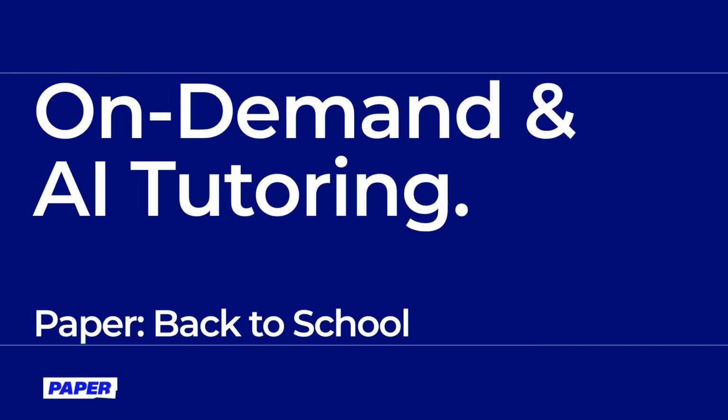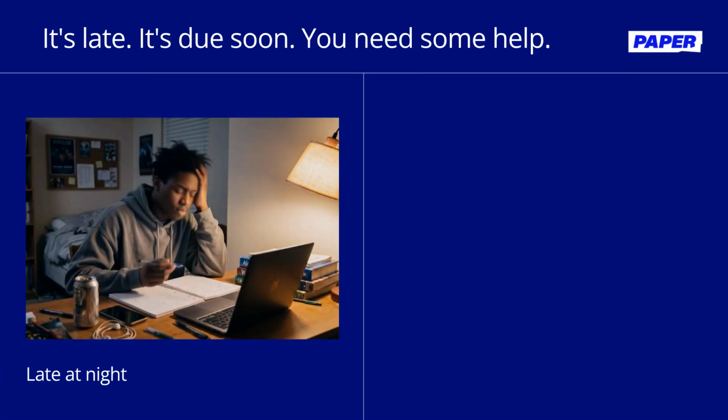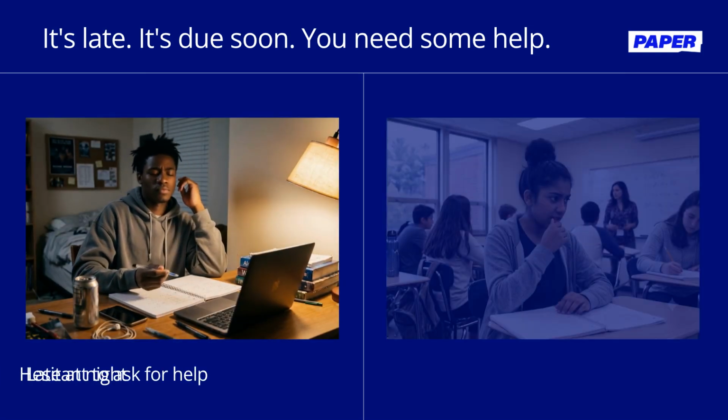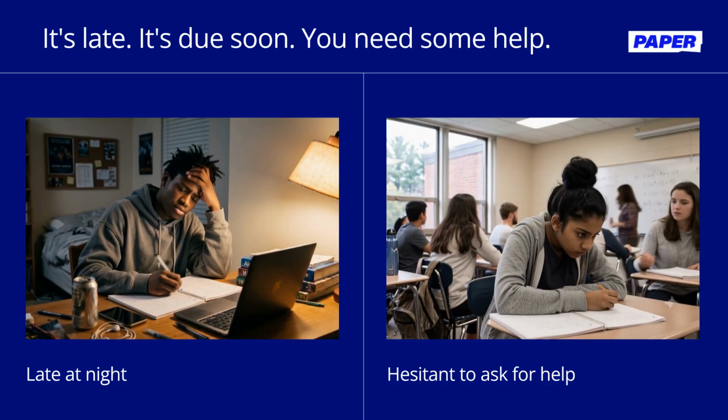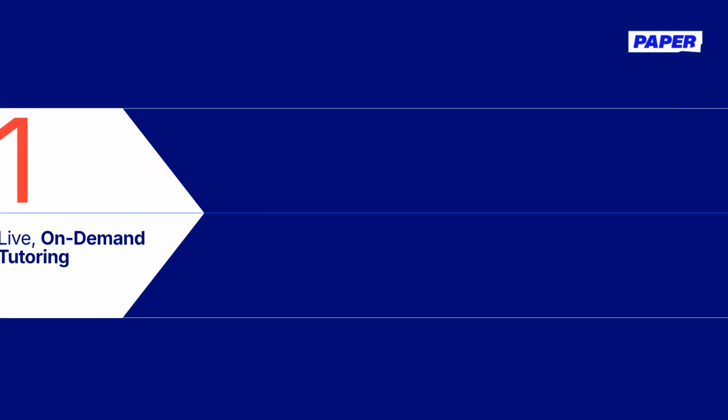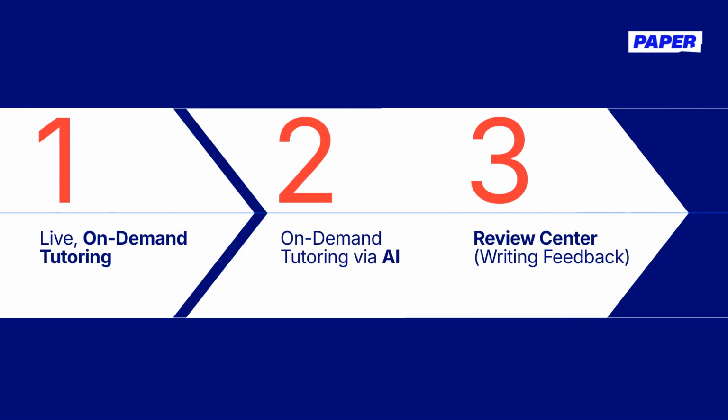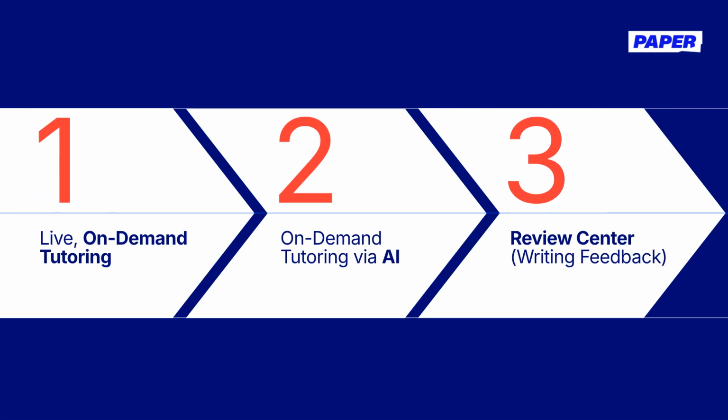Introducing on-demand AI tutoring for the new school year. From paper education, two things happen a lot. It's late, you're stuck, and there's no one around to help. Or maybe you're in class and for whatever reason, you'd rather not raise your hand. Paper gives you three ways to get unstuck: a live tutor, an AI tutor, and feedback on your writing. Help when you need it, the way you need it.